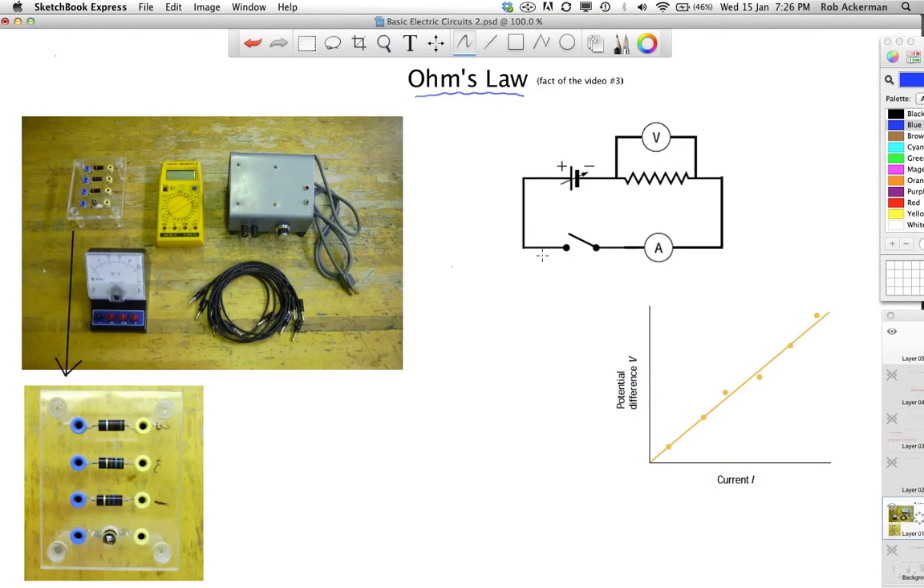This is the continuation. We were talking about Ohm's Law, which is fact of the video number 3, and we were going to look at the formula that relates the electrical resistance to the amount of voltage and the current that will flow in a circuit.